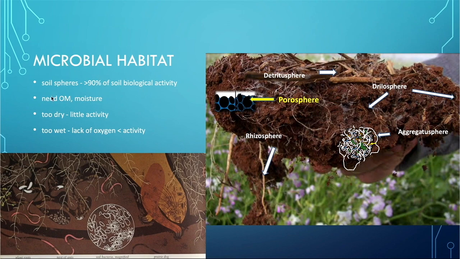So microbial habitat can be actually almost seen just by holding a soil macro aggregate. And the soil spheres, basically the different things we can say exist because we can see them. Over 90% of the soil biological activity actually occurs in these different areas, and they need organic matter and moisture and oxygen. And when it's too dry, there's little activity. And when it's too wet and it's compacted, we have lack of oxygen, so also reduces activity.